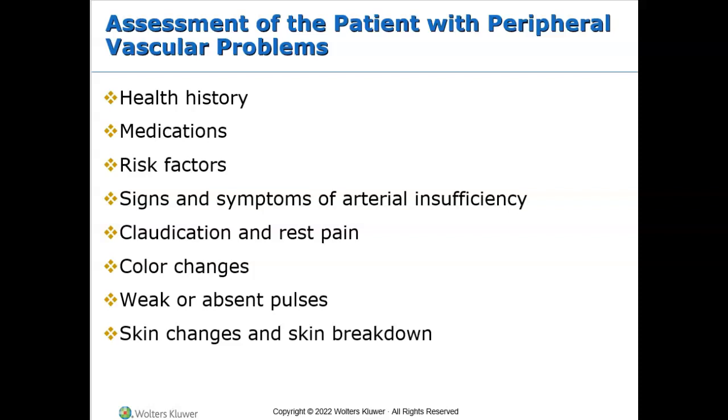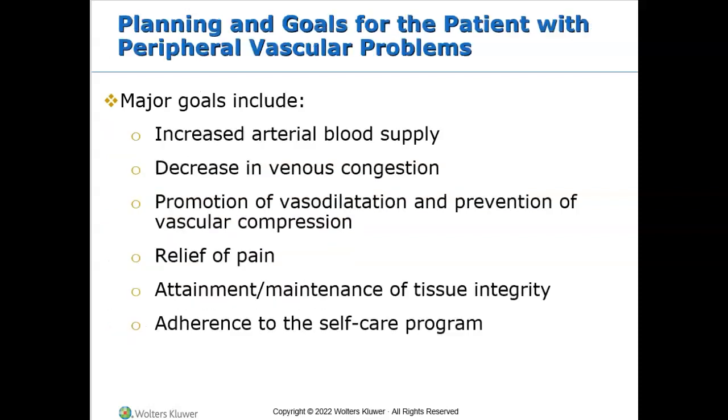Medical history and physical examination are important in diagnosing peripheral vascular disease. Additionally, tests like Doppler ultrasound studies, segmental blood pressures, ankle brachial index, duplex imaging, angiography, and magnetic resonance angiography aid in diagnosing peripheral vascular disease. Continual assessment for the risk factors, signs and symptoms of arterial insufficiency, claudication, and rest pain, skin color changes, weak or absent pulses, skin changes, and skin breakdown.